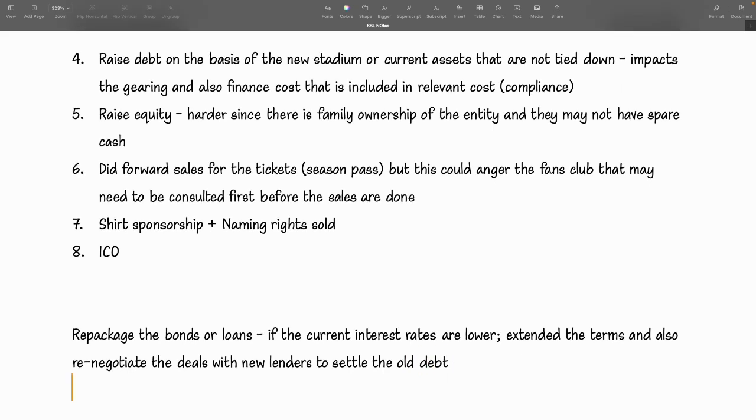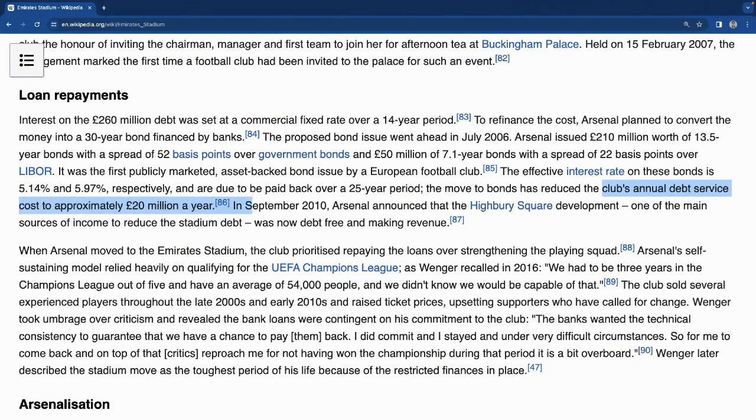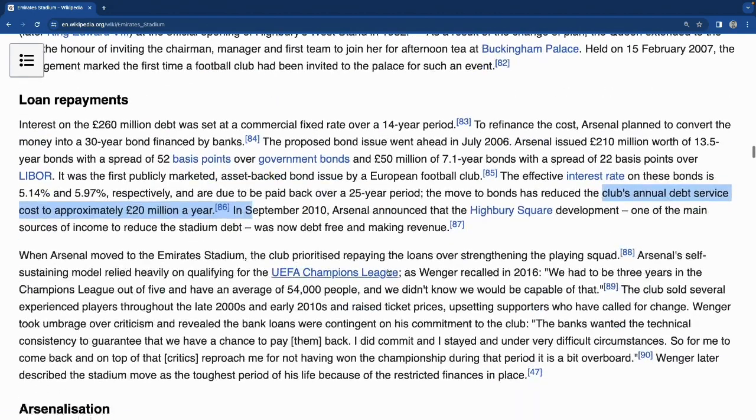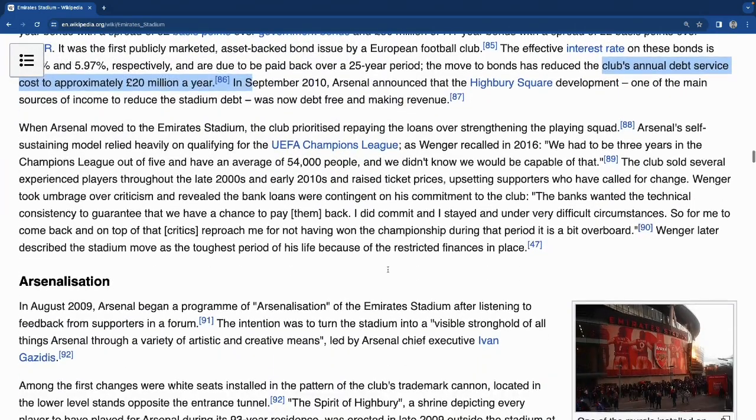Okay, that's one of the things you have to remember. There is a repackage idea which this Arsenal team did. Okay, they did do a loan repayment. Okay, that's one. Arsenal announced a hybrid square development. One of the main sources of income to reduce stadium debt was now debt-free and making revenue. So it's already earned its money.